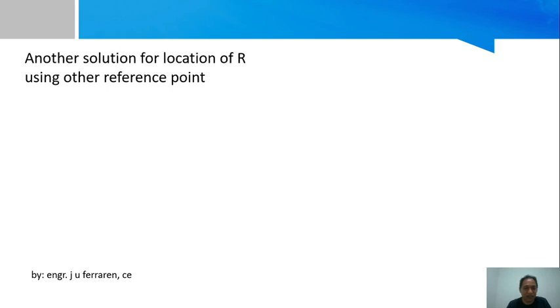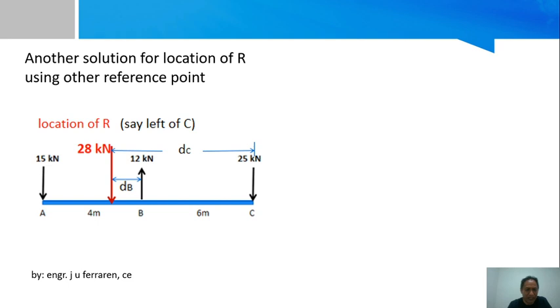Another solution for the location of R using another reference point. I'm using C as my reference point. I started with the assumption, earlier, that it is placed in segment EB, downward. Okay? What is the moment produced when I take my C as my moment center? Direct. So, this is not included anymore. So, this is my R creating rotation. So, if this is my point, my R is acting here.